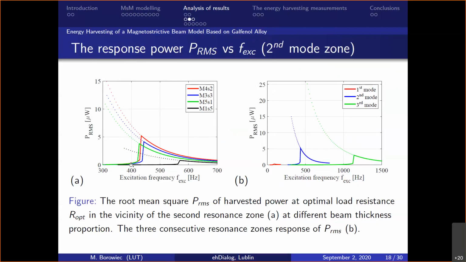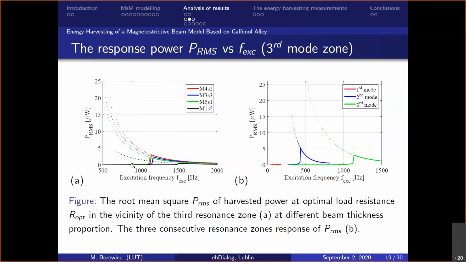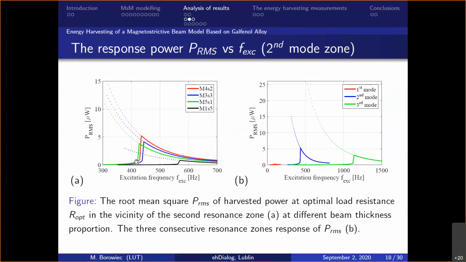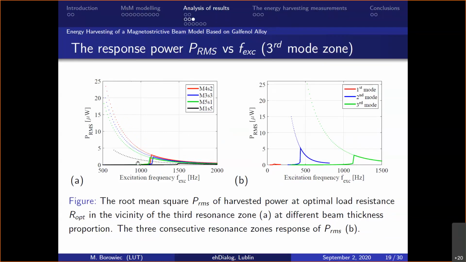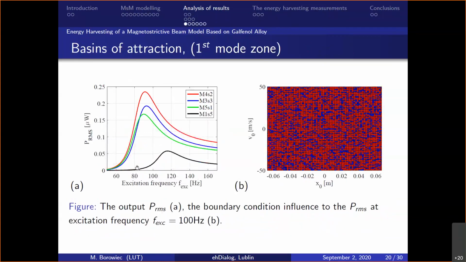For the analyzed intermittent behavior, one can observe the sensitivity of the system to different boundary conditions with respect to the root mean square power output. So we can see that there are some output values, let's say, at such a level, but in a different way, for different boundary conditions there is a much lower value. And this was observed for the second and the third mode of this model.